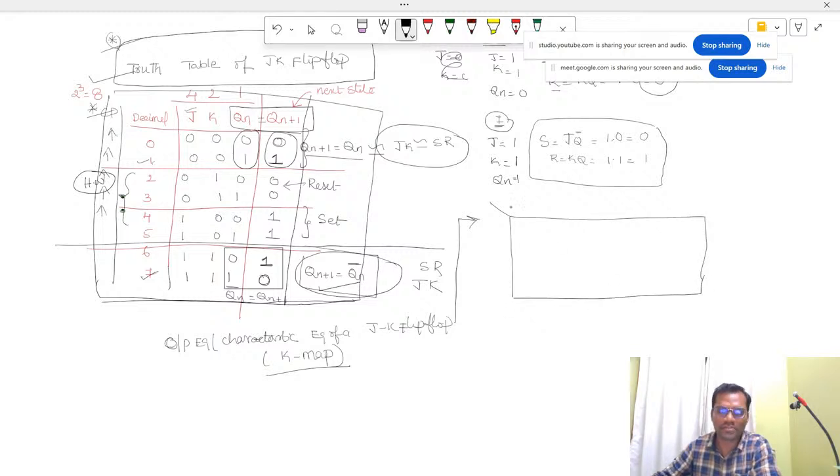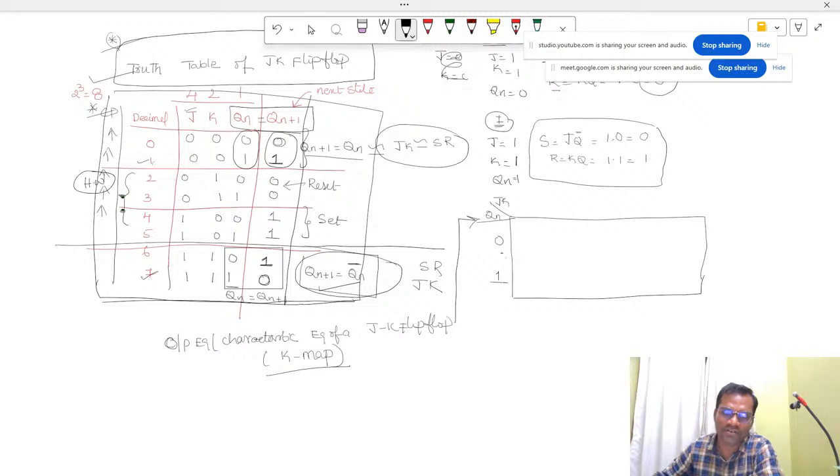Okay, how many variables are there? Two variables. Write down the J K in this box. And after this, what is the one more variable we have here? Qn. This is also one more variable. So this is one variable. How many possibilities are there in one variable? Either it will be 0 or it will be 1.